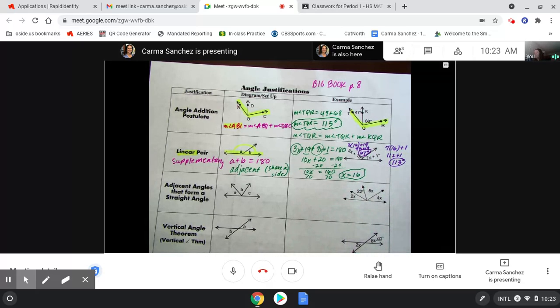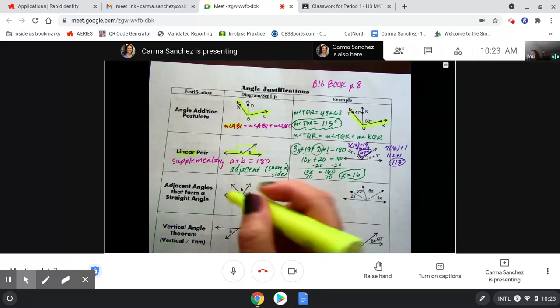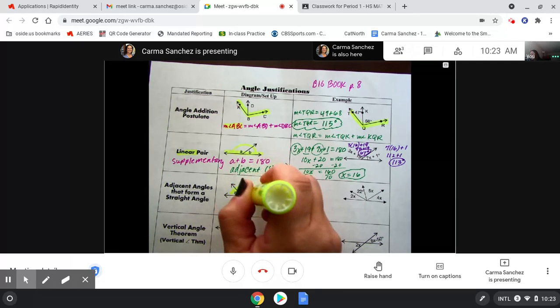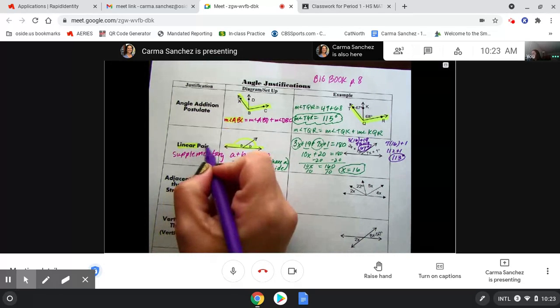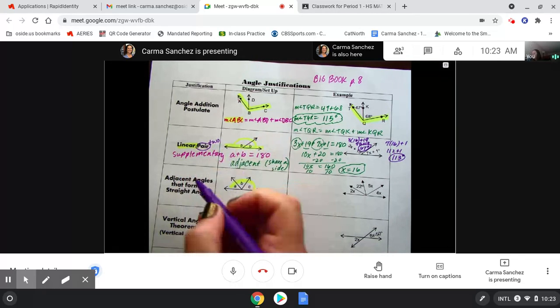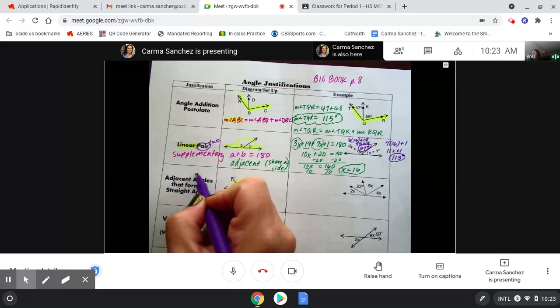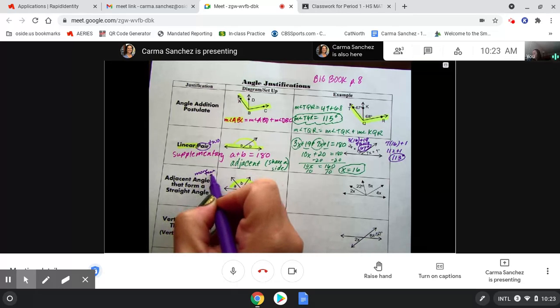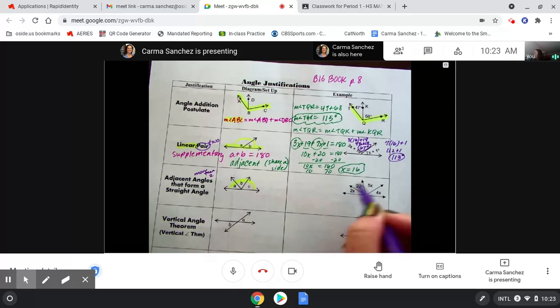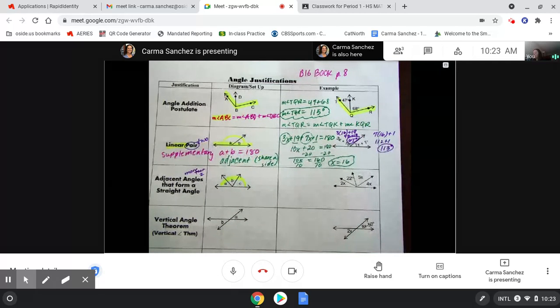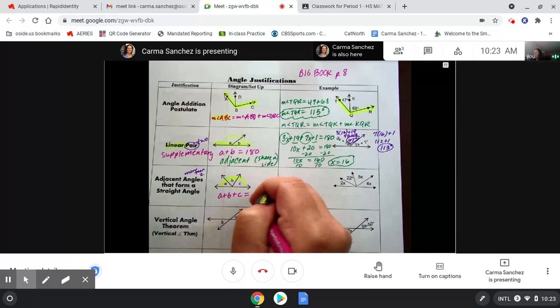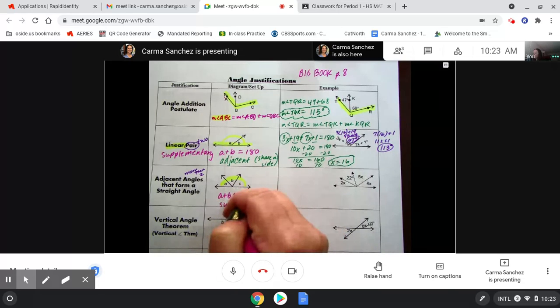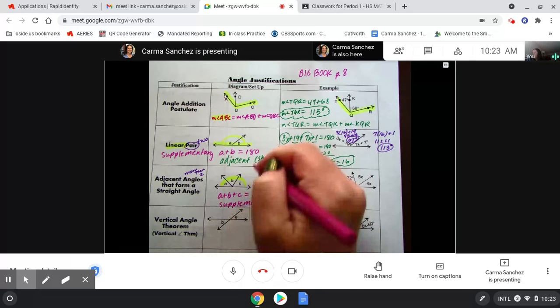Okay, let's go look at the next one. The next one, we have adjacent angles that form a straight angle. So what is this one used for? Well, up here, a linear pair means two angles, and here adjacent angles means more than two. So if we have three angles, or four angles that form that straight angle, we now can use this reason. In this case, we would be able to say that all those angles add up to 180 because they are supplementary. Notice that adjacent angles share a side.